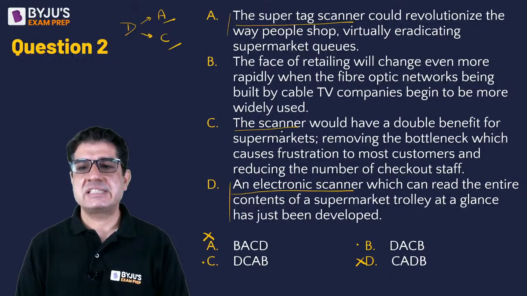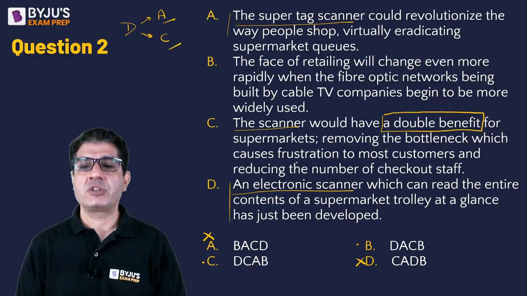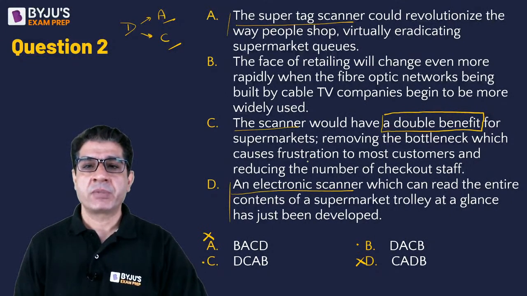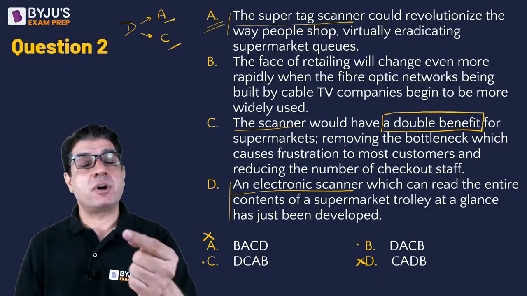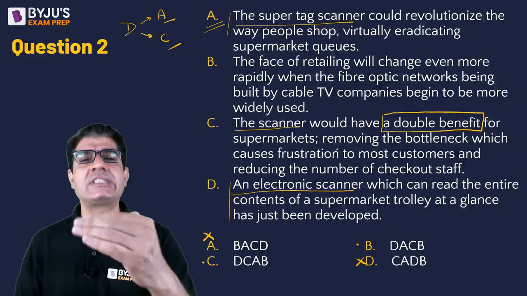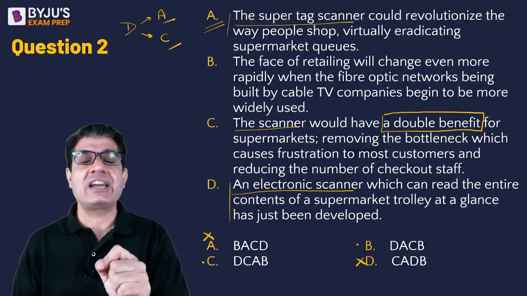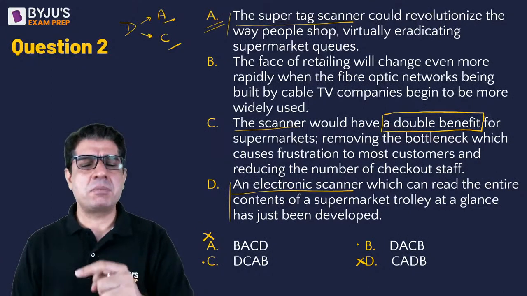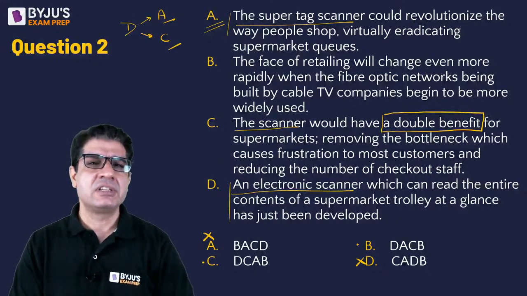The problem is C says the scanner would have a double benefit for supermarkets, removing the bottleneck which causes frustration to most customers and reducing the number of checkout staff. Now, if you have already mentioned A before C, then one of these benefits is stated. So if you put C after A, you would merely mention another benefit. You would not say a double benefit, right? The double benefit is you are able to remove the bottleneck and also reduce the number of checkout staff.